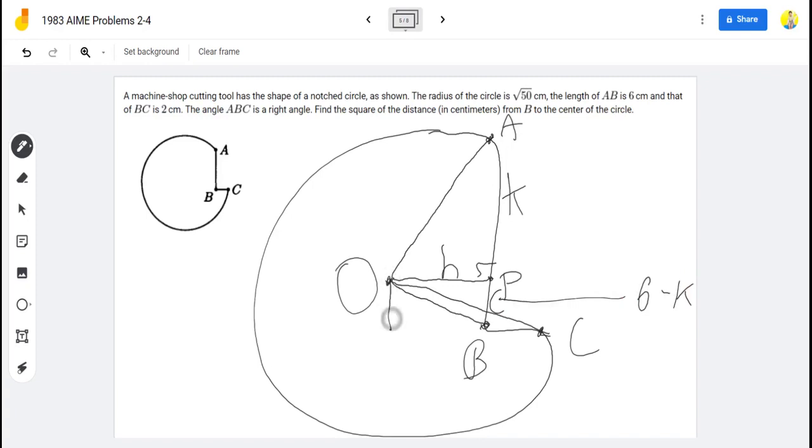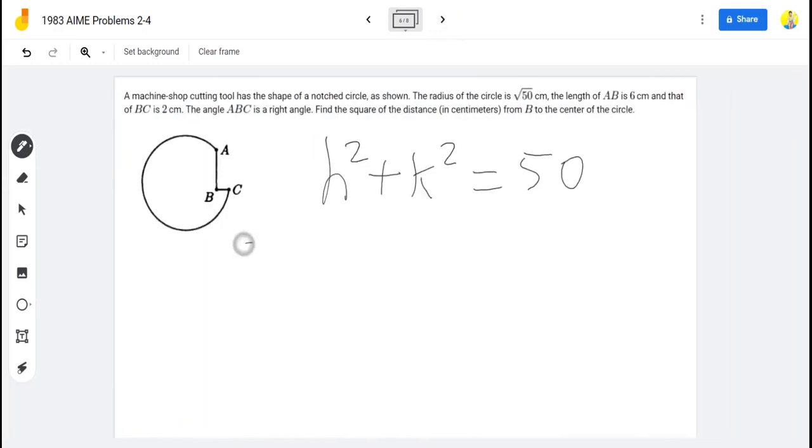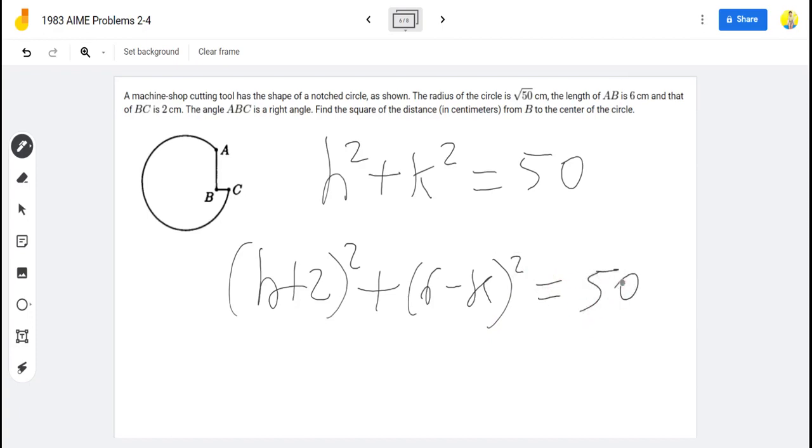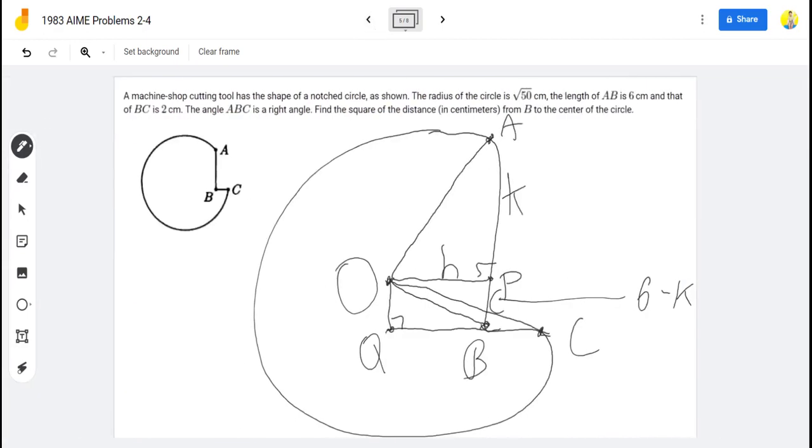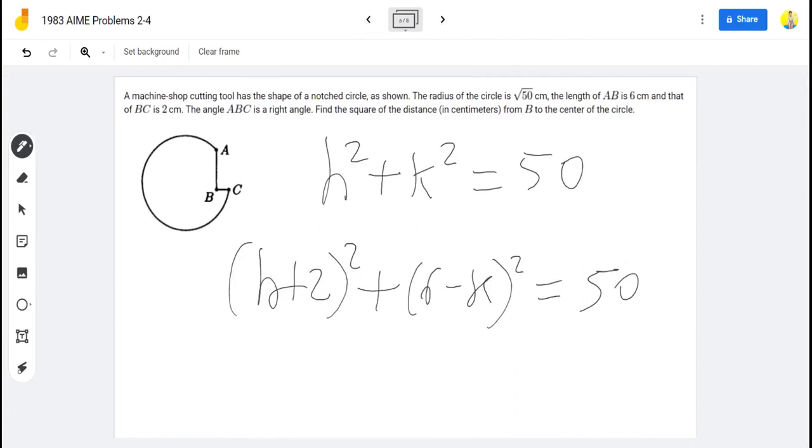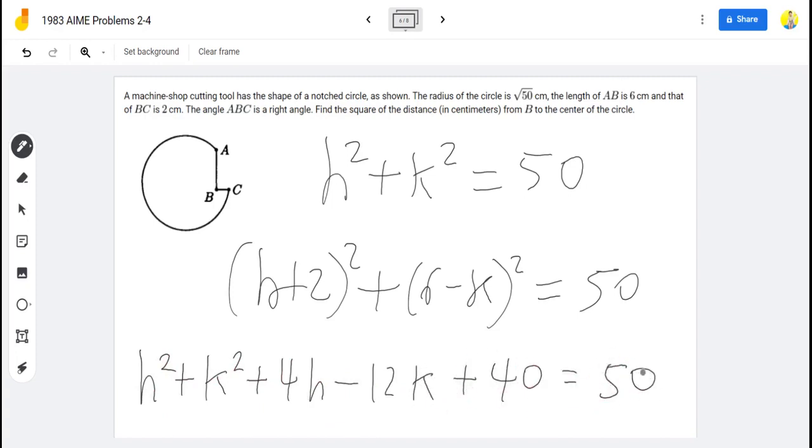And if we drop an altitude right here, the length from, let's call this point Q, from Q to C is just H plus 2. So H plus 2 squared plus 6 minus K squared equals 50, since the length of OC is also root 50. And now we can simplify. We see that H squared plus K squared plus 4H minus 12K plus 40 equals 50.